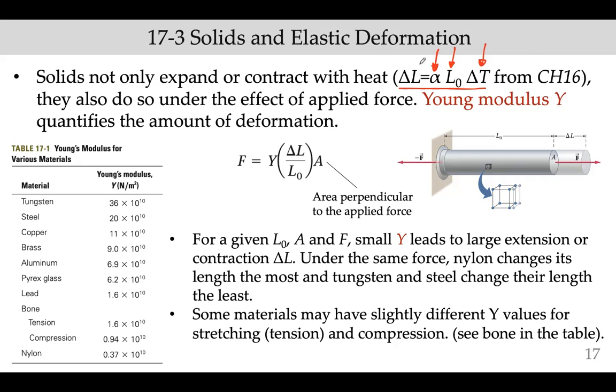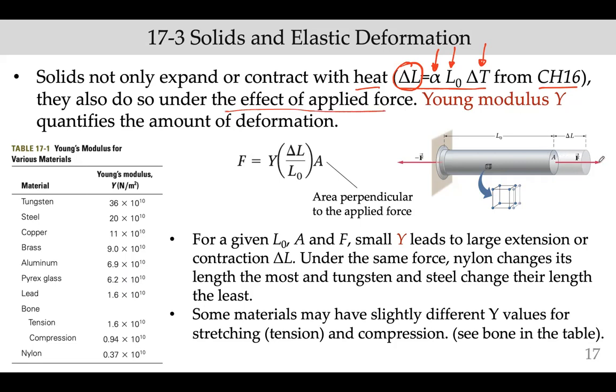It was different, the type of the object. It was different for iron, different for other objects, and from here you would calculate the change in length of that object. So that was from chapter 16. But solids not only expand or contract with heat, they also do so under the effect of applied force.